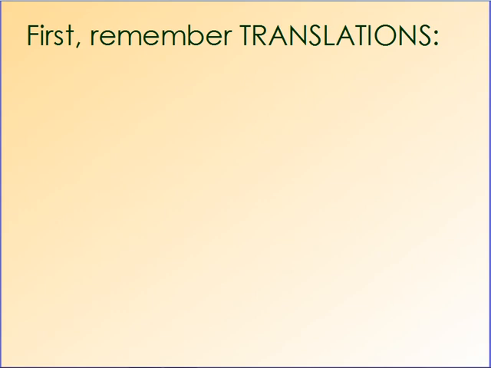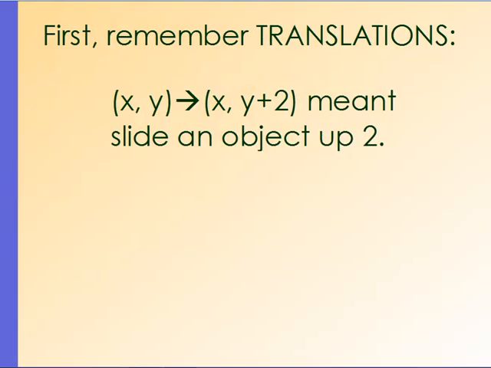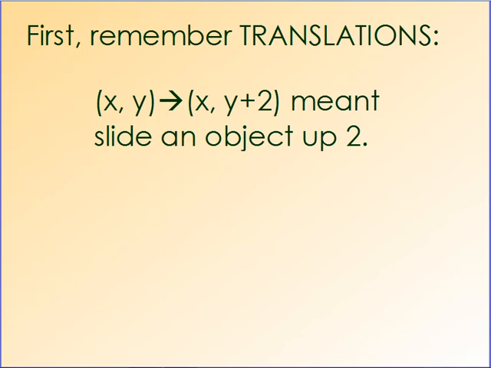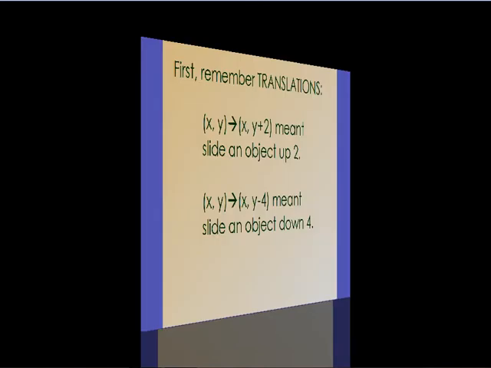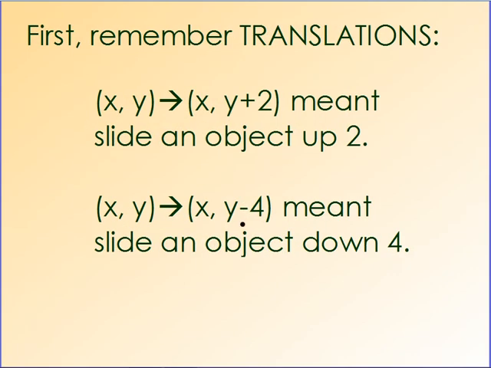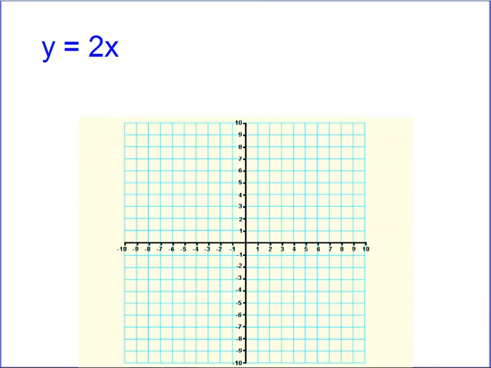So we're going to go back and remember translations really quickly. We did some arrow notation when we did translations, right? We did lots of arrow notation. What happened when I added 2 to my y value in a translation? That meant that I slide the object up 2 units. What happened when we subtracted 4 from my y value? We went down 4 units. That's going to help us out today.